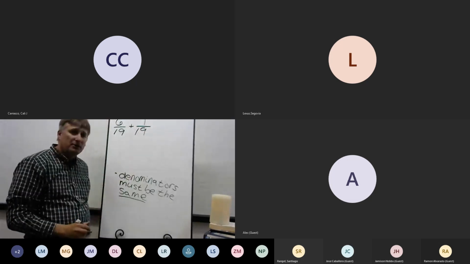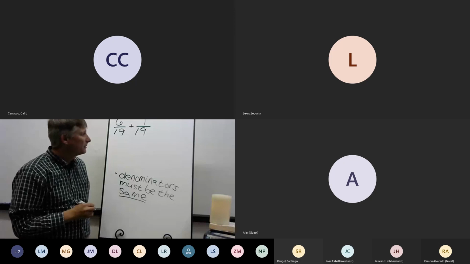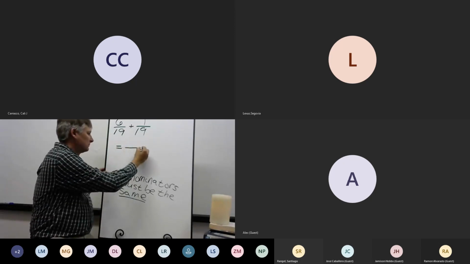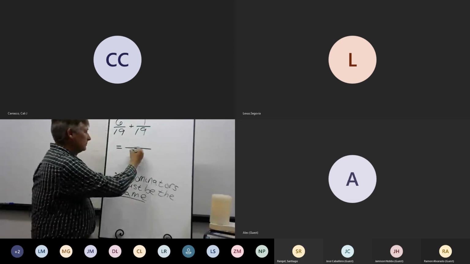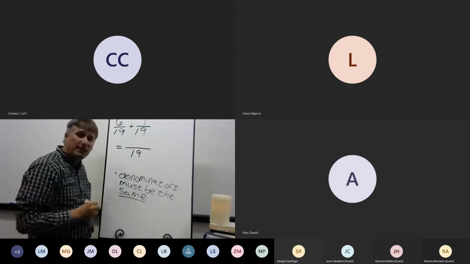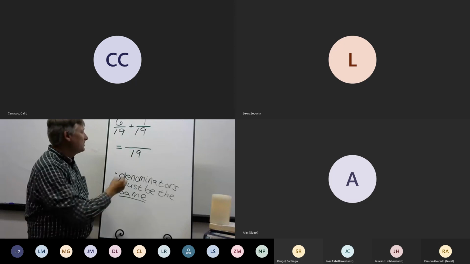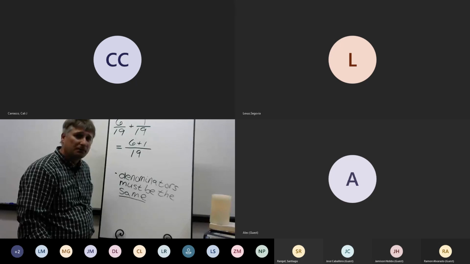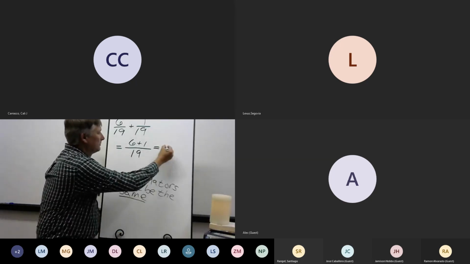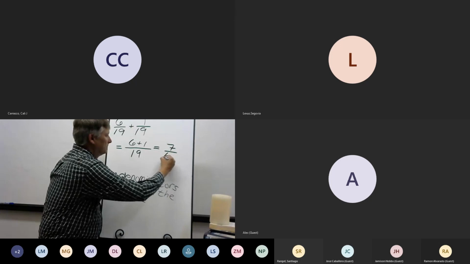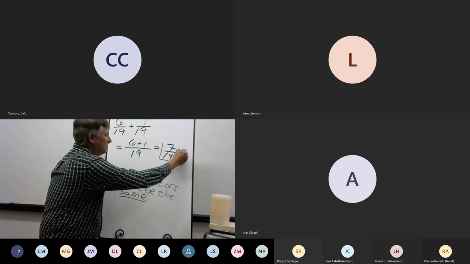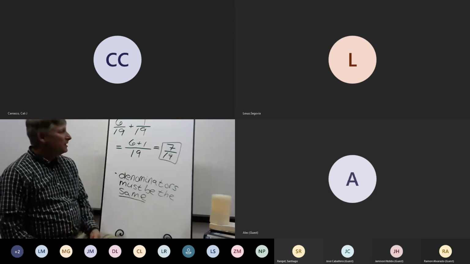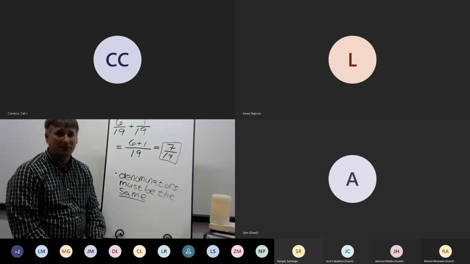Because these two fractions have the same bottom number, the same denominator, we are allowed to add them. So we're going to use our trick. We keep that same denominator, and then we take the sum of the numerators. So this will give us our answer of 7/19. Any questions about that?